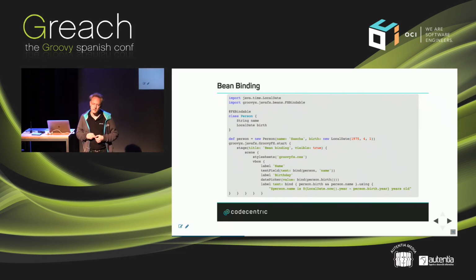And luckily, GroovyFX helps us out with the FX Bindable annotation, an AST transformation that does all the job for us. In this case it creates the name method and the name property method and does all the work in there. For most cases, you don't have to do anything more. So what I do here is just create a small class where I can set a name and a birth date.